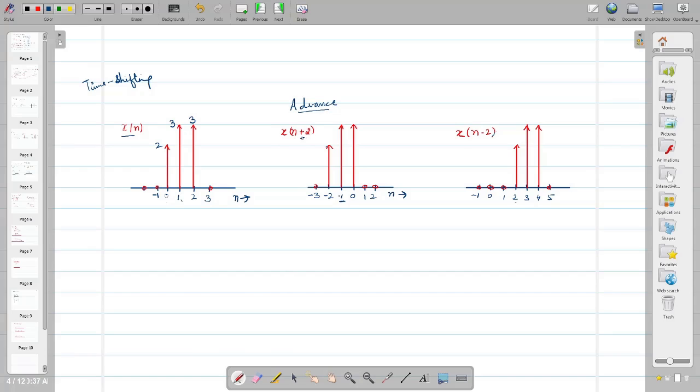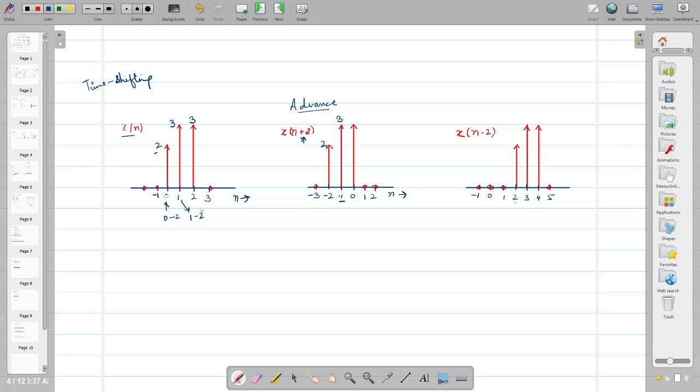Here is a plus sign. As in the previous case, if there is a plus sign, then we have to subtract 2 from each point in the time domain. This is 0, so 0 minus 2 is going to be minus 2. So the data point 2 here is represented at minus 2. Another is minus 1, so we subtract 2 from this also, and we land with minus 1. So this 3 point is represented here.